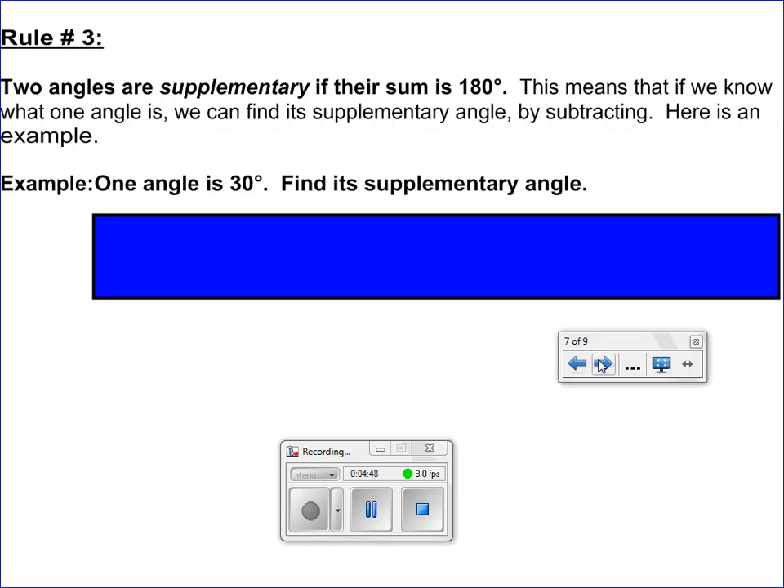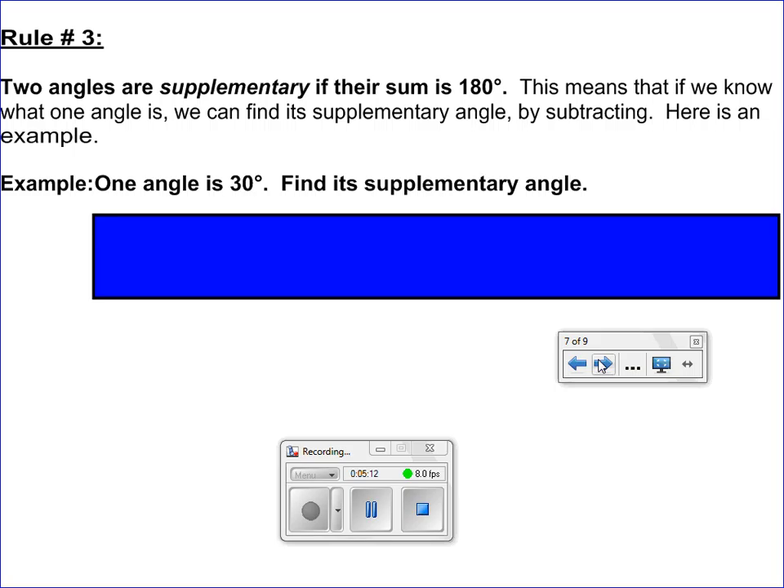But now it's time for the third and final rule. 2 angles are supplementary if their sum is 180 degrees. This means that if we know what one angle is, we can find its supplementary angle by subtracting. Here is an example. One angle is 30 degrees. Find its supplementary angle.